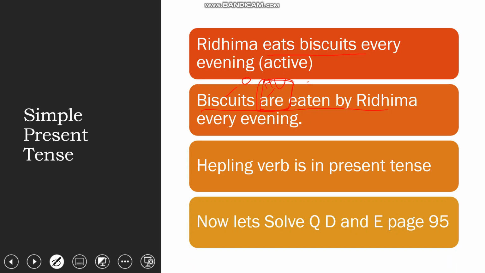Now you should solve questions D and E of page 95. You just have to fill in the blanks, using the proper form of the verb in passive voice, which is very easy. You can just do it.